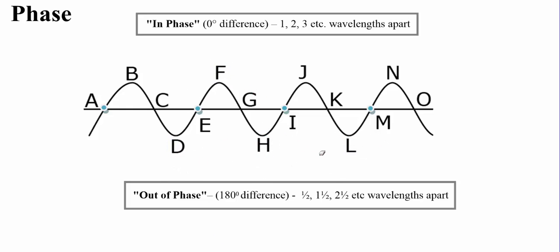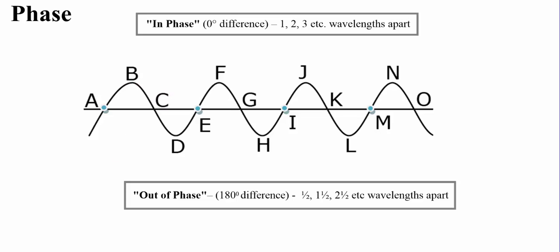Out of phase. And then we get things like partially out of phase or partially in phase. Like B is partially out of phase with C. Not 180 degrees apart, but definitely not 0 degrees apart, somewhere in between. These are just points on a single wave.